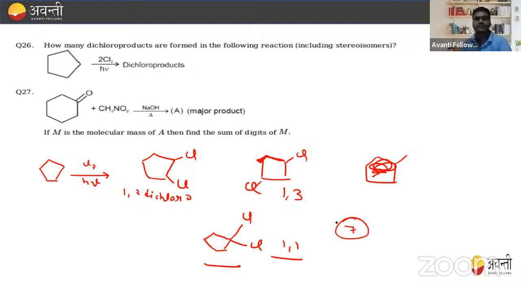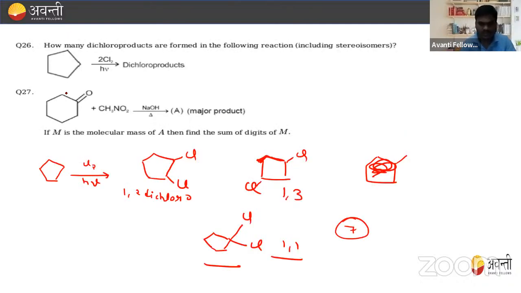Right. Now, in the next question, they are asking, this is given and reacted with CH3NO2 and NaOH. A is the major product. If M is the molecular mass of A, find the sum of digits of M. So how will you calculate this? Whenever we have CH3NO2 plus OH, it will produce something like this.